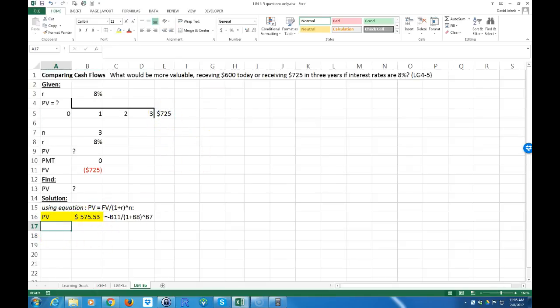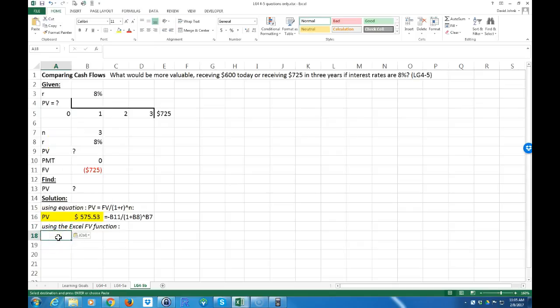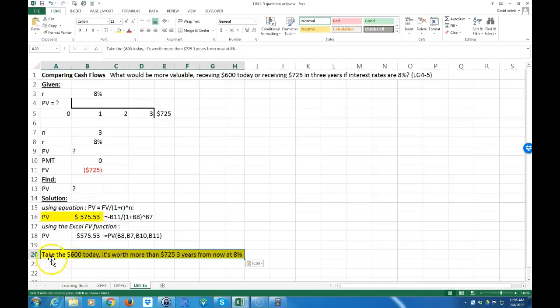Okay, we can use Excel also to figure it out. So the rate is here, number of periods is here, payment here, future value here. And you can do it in Excel just quickly, maybe even quicker. So what's my answer? Well, take the $600 a day, it is worth more than $725 three years from now at 8%.